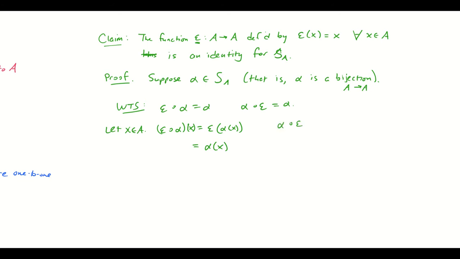I know that alpha compose epsilon of x is equal to alpha of epsilon of x. Now this time I can use the fact that epsilon of x is just x. So I get alpha of x back. So this shows us that epsilon compose alpha is alpha, because those do the same thing to every x. And alpha compose epsilon is equal to alpha, because those two functions do the same thing to x every single time. So therefore, epsilon, this identity function, is in fact a group identity.